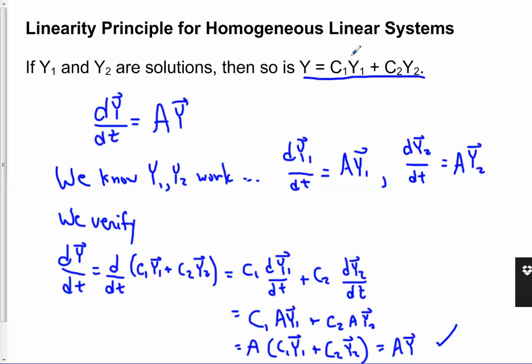And so if you can find two solutions to the homogeneous system, then you form a linear combination with arbitrary constants, and that's your general solution.